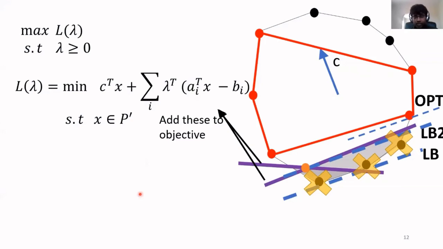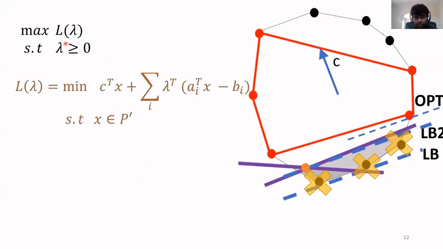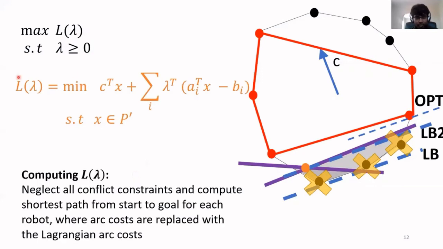We can treat the objective of this dual linear program as a node evaluation function, where lambda will be set equal to the optimal dual multipliers of this problem. Once we have the optimal multipliers, a node evaluation function is very easy to evaluate. It only requires computing the shortest path for each robot with these Lagrangian arc costs. And so it is computationally cheap.